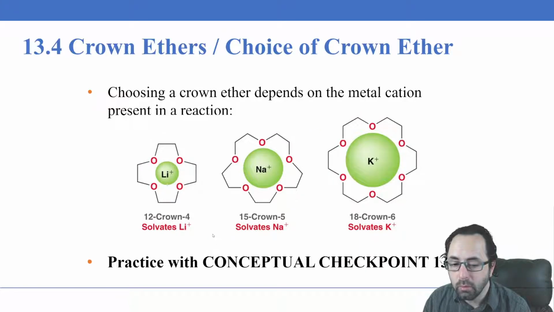So in terms of which ether is useful for which ion, the smallest one is best for the lithium ion, the 12 crown 4. Sodium ions are larger. These are all alkali metals, group 1. So the 15 crown 5 is the right size for that one. The 18 crown 6 is the right size for the larger potassium ion. So this allows us to use metal ions in nonpolar solvents, in which an ionic compound normally would not be soluble.